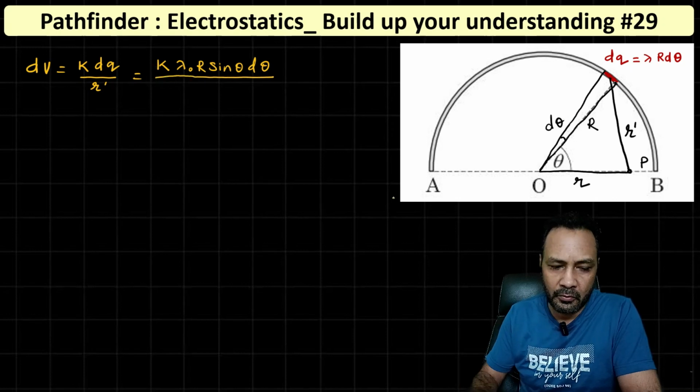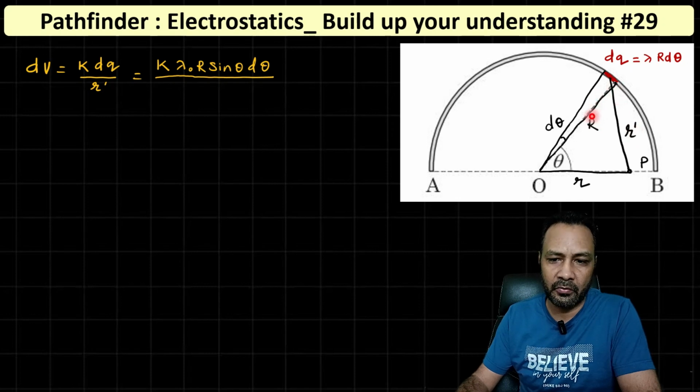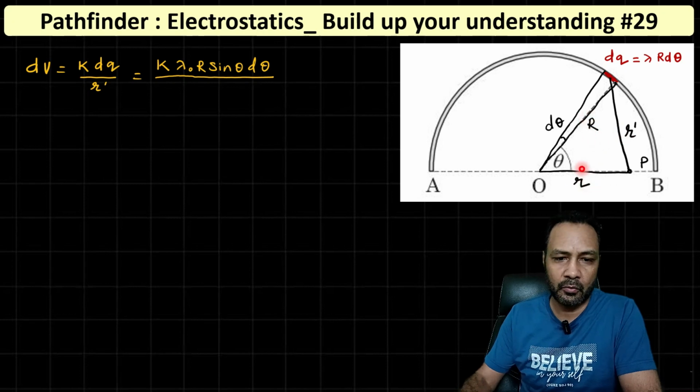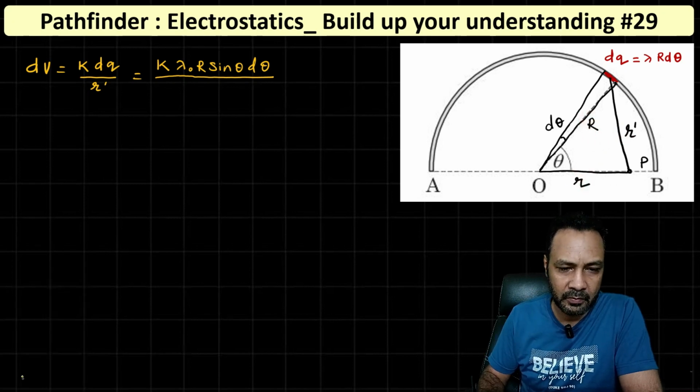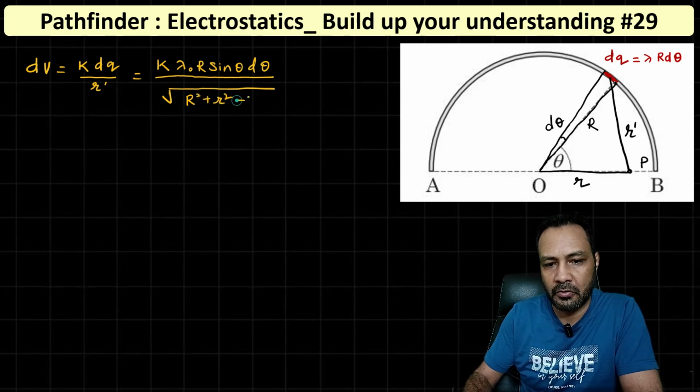R dash you can write using the cosine rule. This is capital R, this is small r, this is theta, and this is r dash. So r dash is the square root of capital R square plus small r square minus 2 capital R small r cos theta.